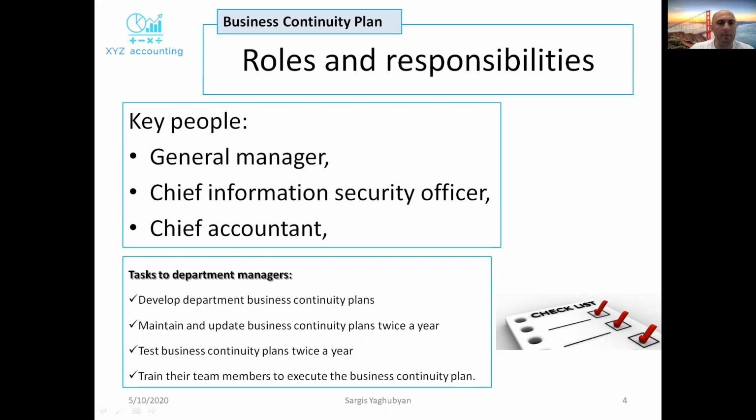Tasks for department managers are also defined, which include development of department business continuity plans, maintaining and updating business continuity plans twice a year, testing continuity plans twice a year, and training their team members to execute the business continuity plan. Also, department managers will be responsible for updating necessary inventory lists and requesting IT resources for their respective department.